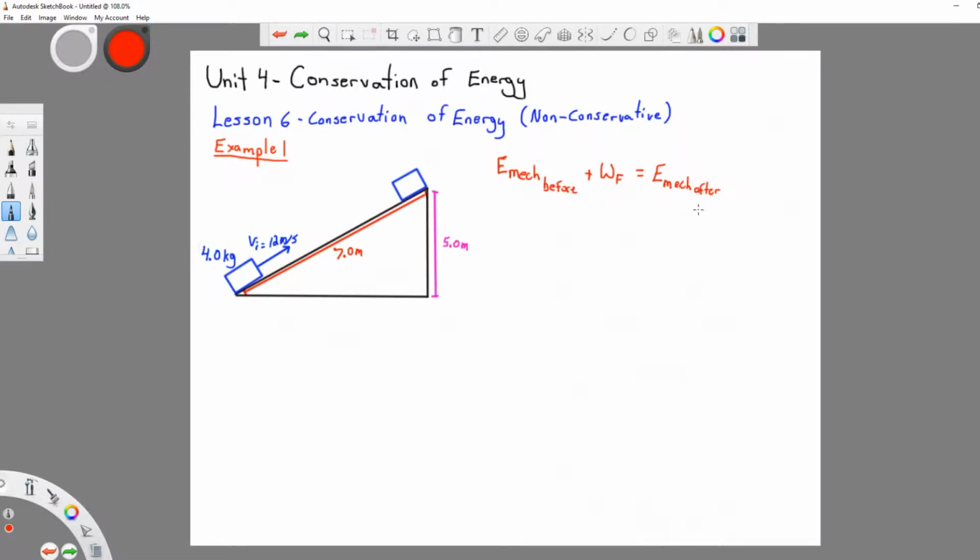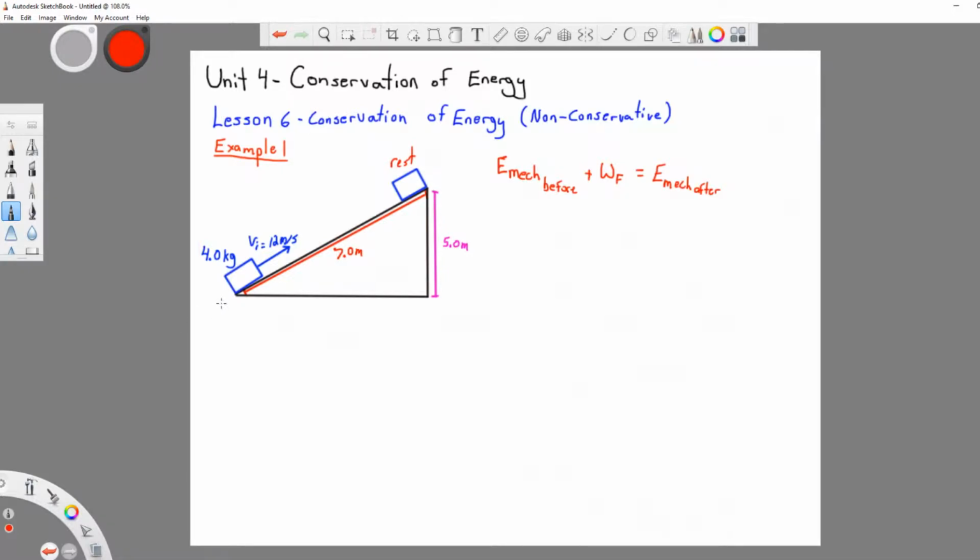Cool. So with that said, let us take a look at this first example problem. This example problem says to determine the average friction force, so the magnitude of friction, if its max height is 5 meters. So this block starts with some initial velocity, it's got a mass, and it's sliding up this hill. Right, this hill is 7 meters long, it's got a height of 5 meters, and it's asking us to figure out when this block comes to rest at the top, how much friction was done.